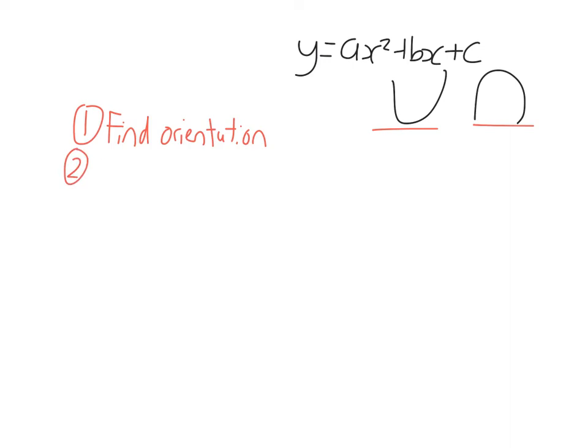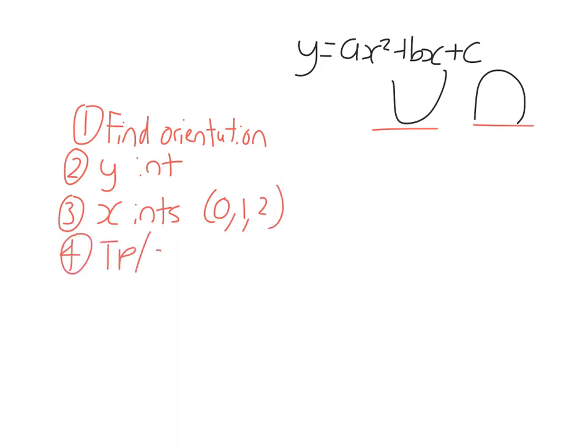Second thing is find the y-intercept. There's always one. Secondly, find the x-intercepts. That's hard because you have to solve a quadratic. There could be 0, 1, or 2 x-intercepts. And fourth is you can find the turning point and the axis of symmetry all at once, okay?